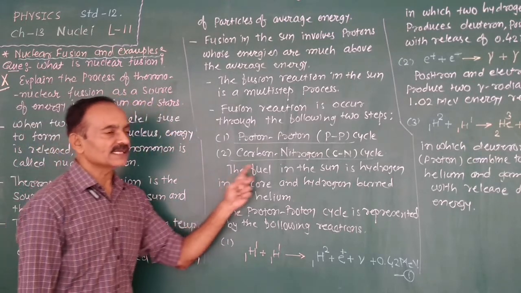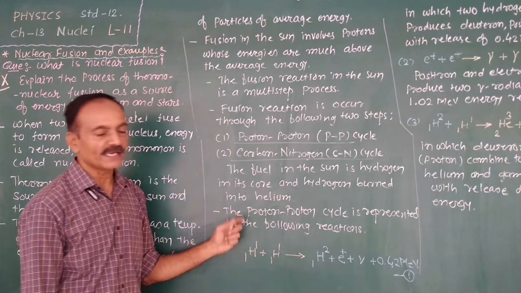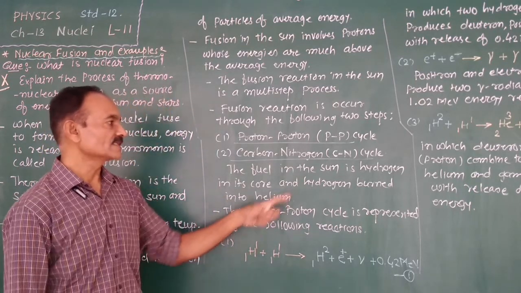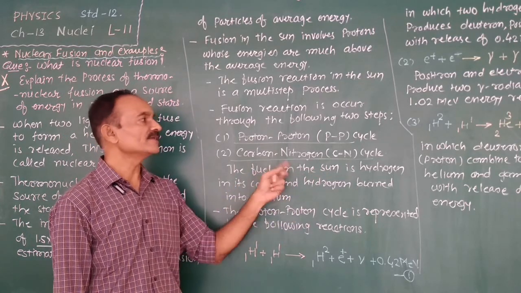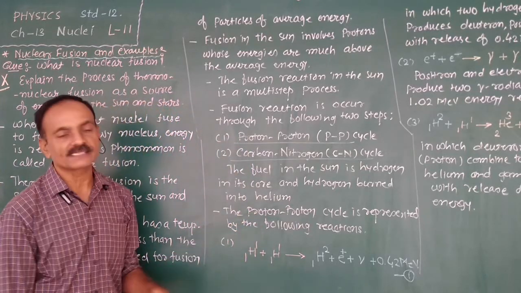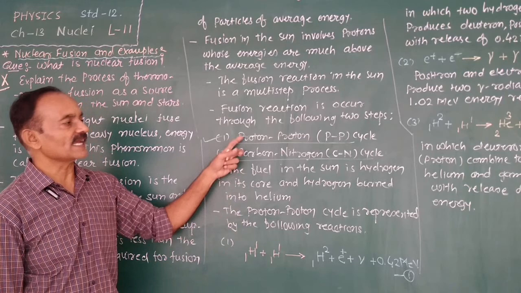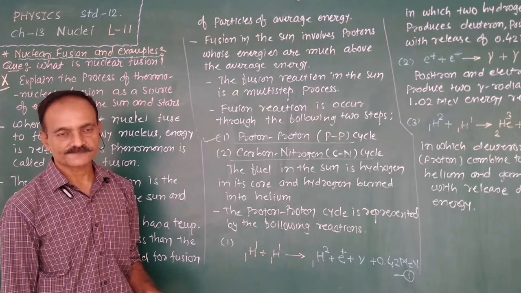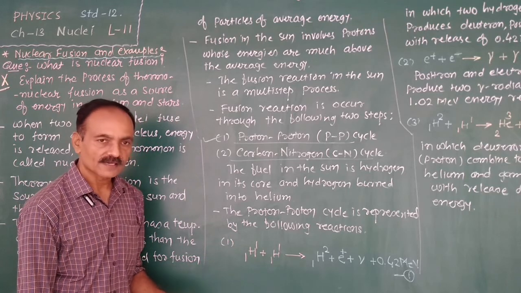Okay. The fuel in the sun is hydrogen, that means the proton, in its core, and hydrogen is burned into helium. In the core, that means the central region of the sun, the hydrogen is placed. This hydrogen is burned and converted into helium during the fusion process. The proton-proton cycle is represented by the following reaction. Here we discuss only the proton-proton cycle, which takes place inside the sun as a thermonuclear fusion process.